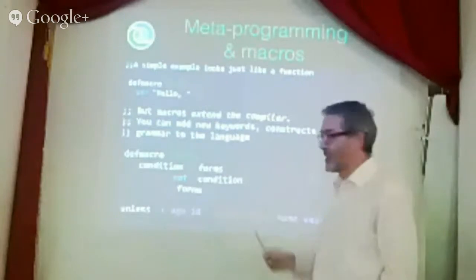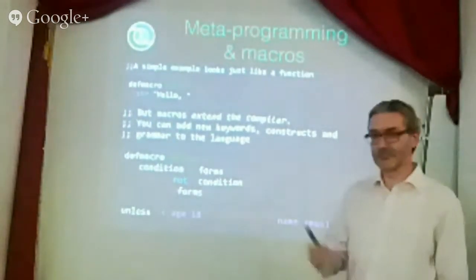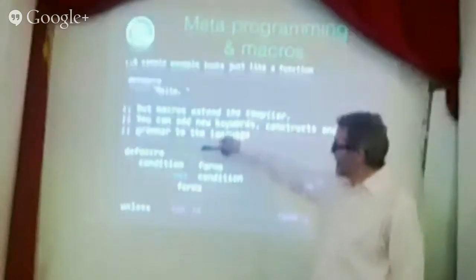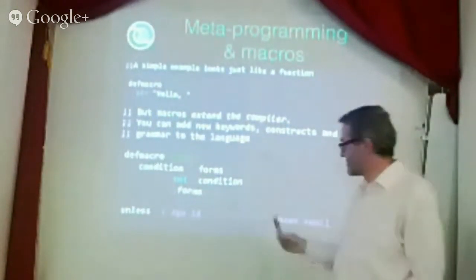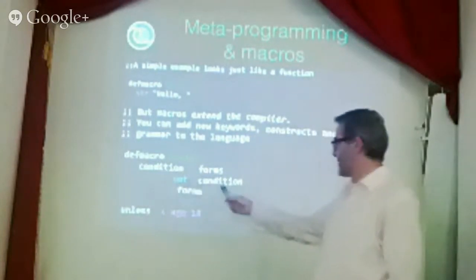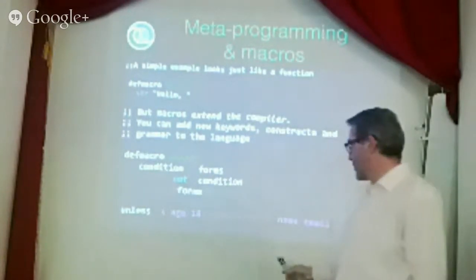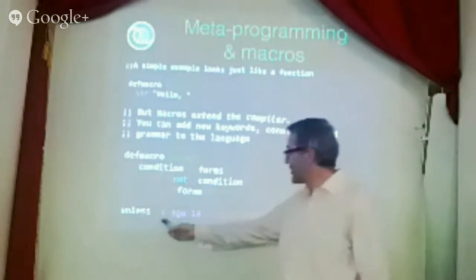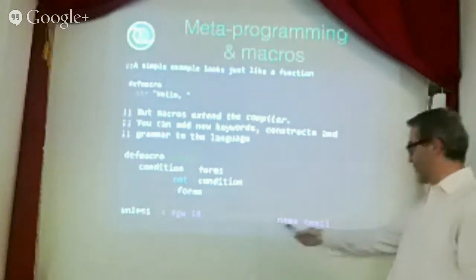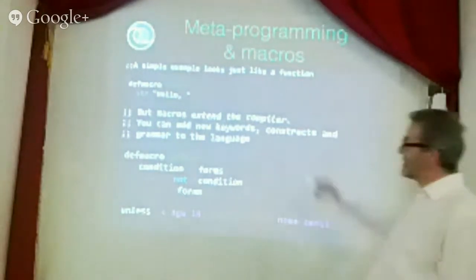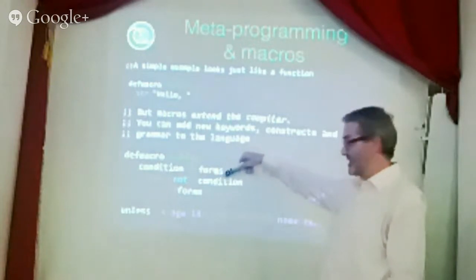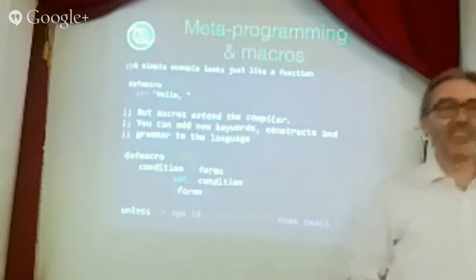So some languages have an unless keyword, Clojure doesn't. You could define unless to be, you turn it into if not the condition, then the forms. So, unless age is less than 18, you're allowed to apply to join with your name and email. That will turn it into if your age is not less than 18, then yeah.